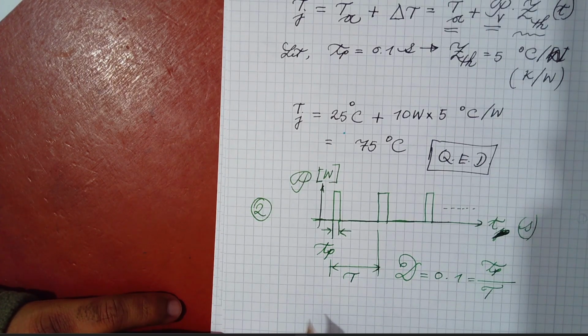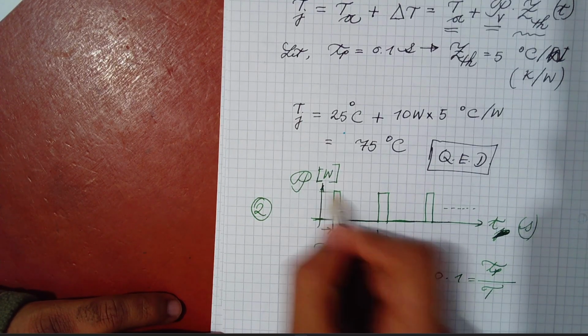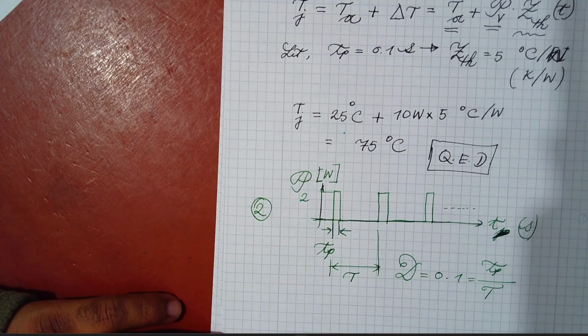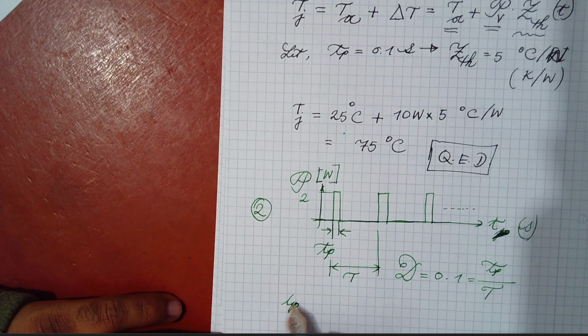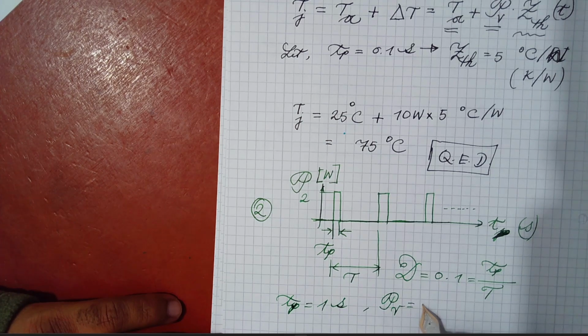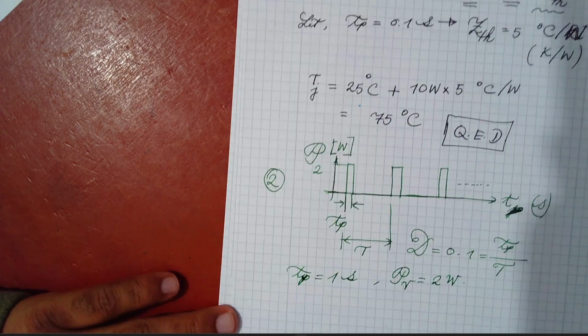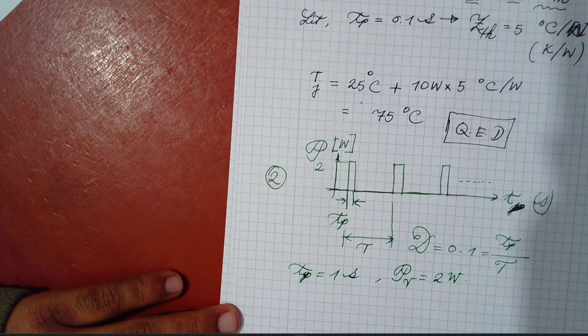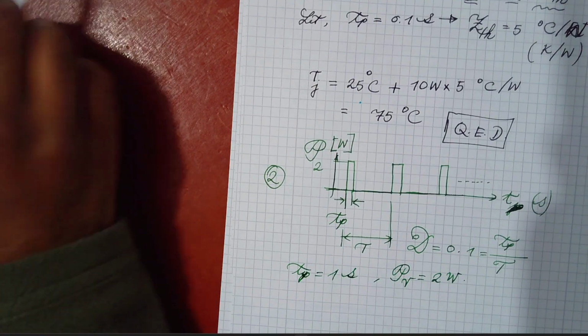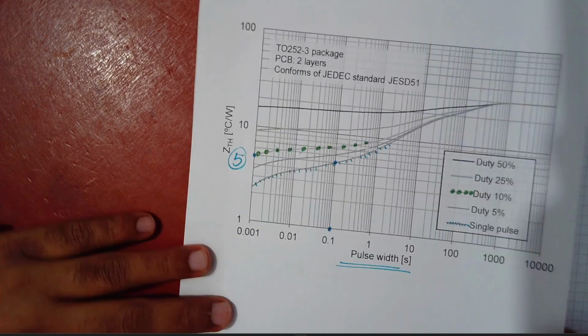In this calculation for this particular application, I would consider the power loss to be 2 watts. So for example, this max value is then 2 watts. And the duration of the pulse is given to be, let's take it 1 second. And PV is 2 watts. Then it's a very simple calculation again. We need to calculate the ZTH first. Let's bring back the datasheet.